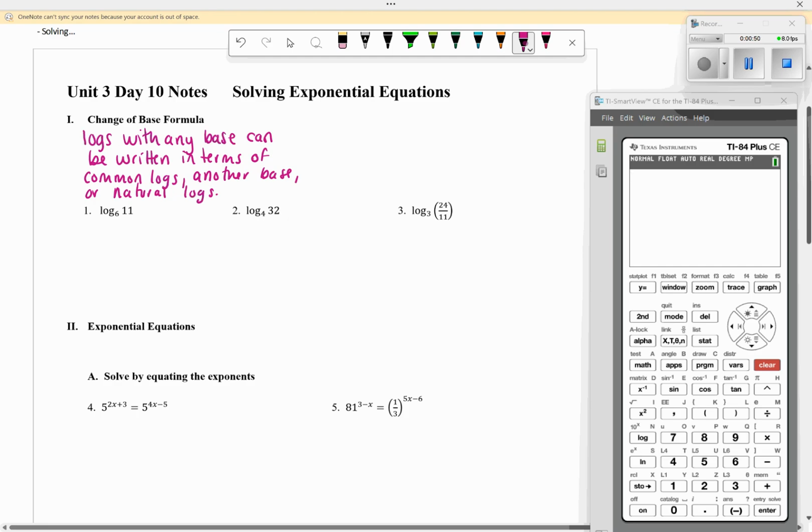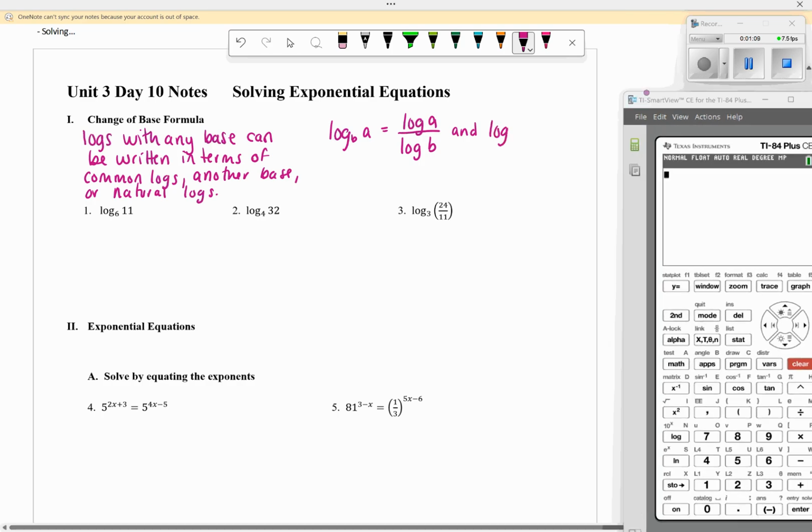So if we have the log base b of a, we can rewrite this using base 10 as the log of a divided by the log of b, and the base would be 10 here. And we can rewrite this as the log of some other base we'll call p of a over the log of that same base p of b. And we can also write this as the natural log of a over the natural log of b. That would, of course, be using a base of e.